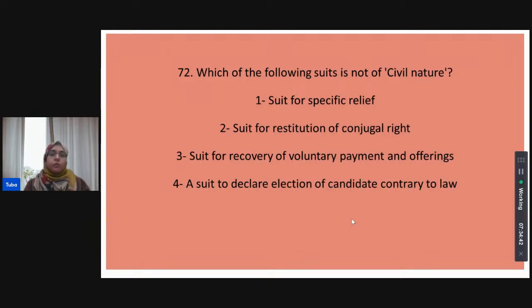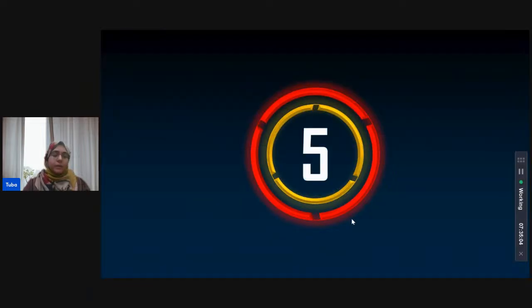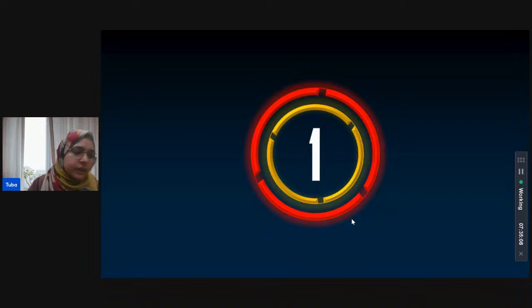Which of the following suits is not a suit of civil nature? A suit for specific relief, a suit for restitution of conjugal rights, a suit for recovery of voluntary payment and offerings, a suit to declare election of candidate contrary to law. So, which of these is not a suit of civil nature? I will begin your timer now. Let's try to get in the answers. Yash thinks it's a suit for recovery of voluntary payment and offerings.